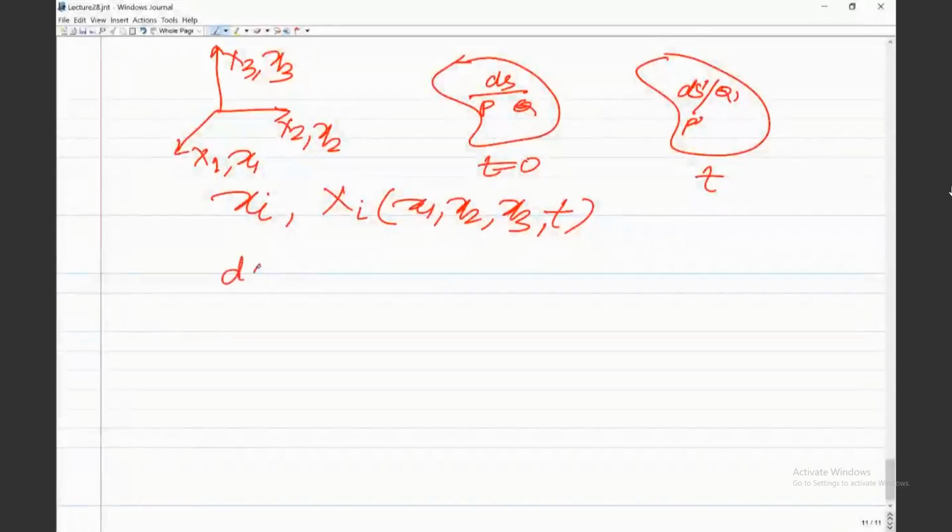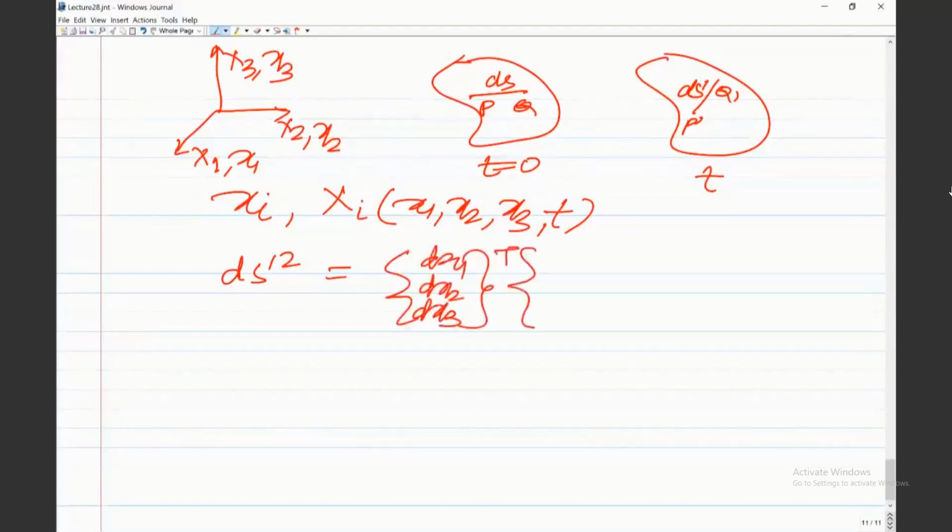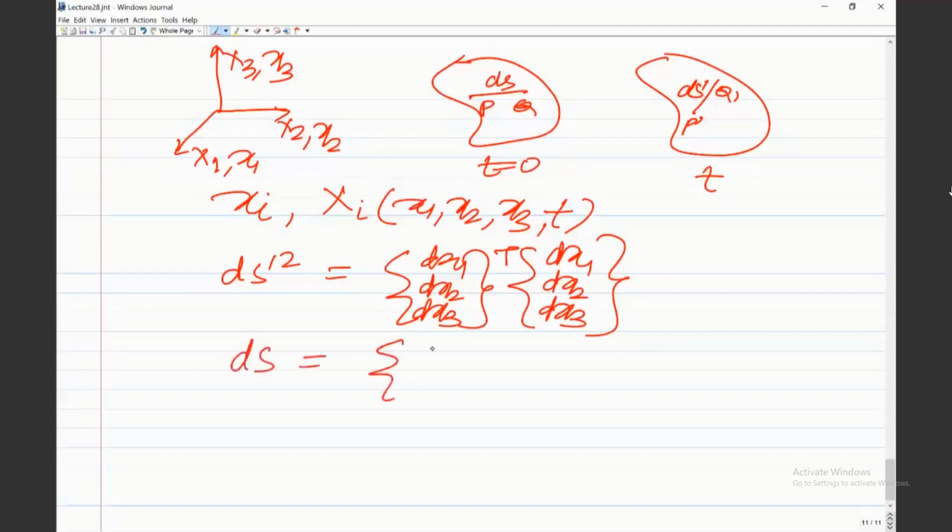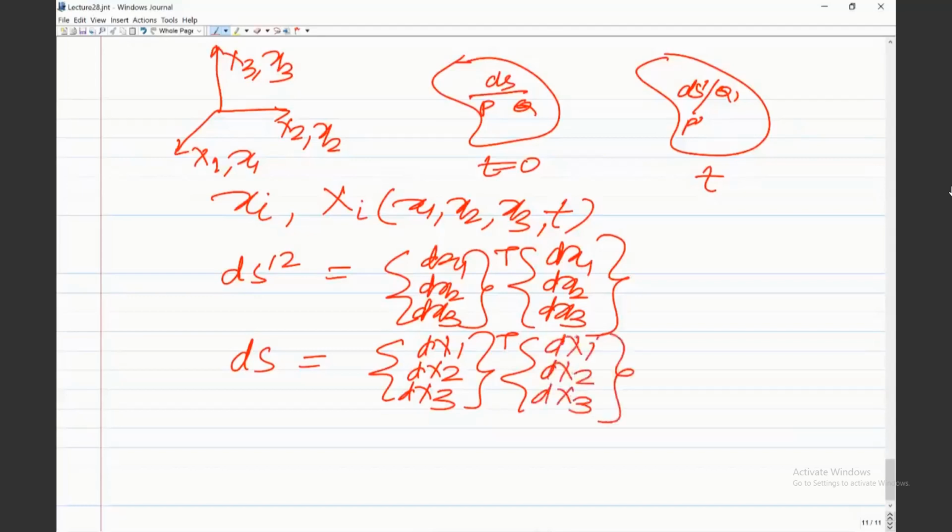Now if you look at the distances, ds dash square, the distance in the deformed configuration, would be dx1, dx2, dx3 transpose into dx1, dx2, dx3. So this is your ds dash. And now ds, of course, is going to be dX1, dX2, dX3, which we have already written, transpose into dX1, dX2, dX3. Please make a note of the change in the capital X and small x quantities that I am writing here.